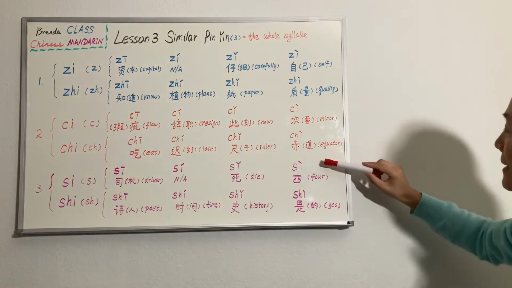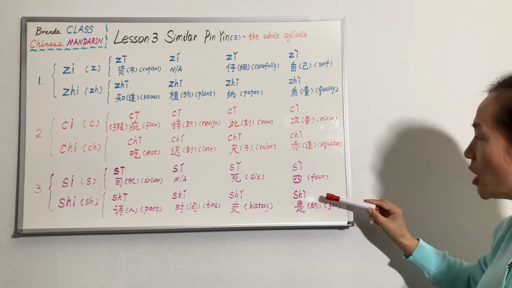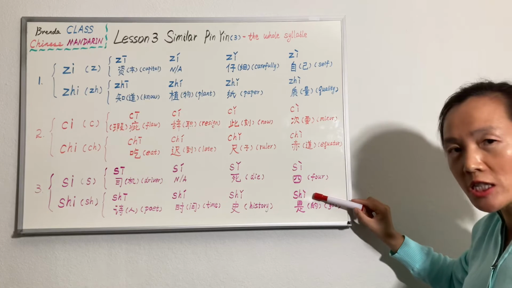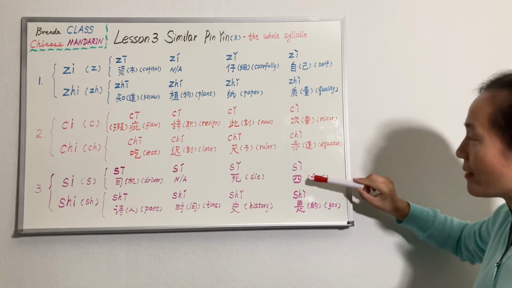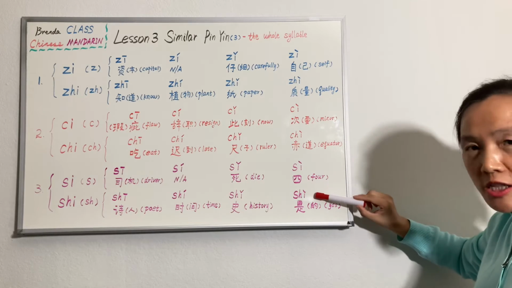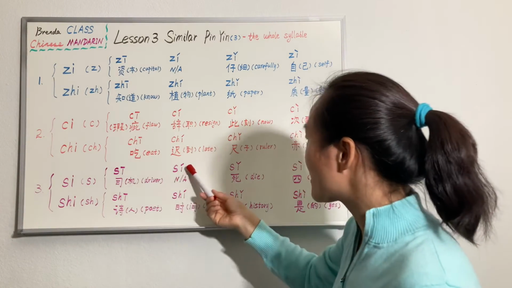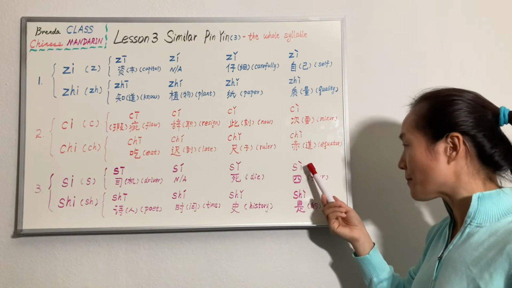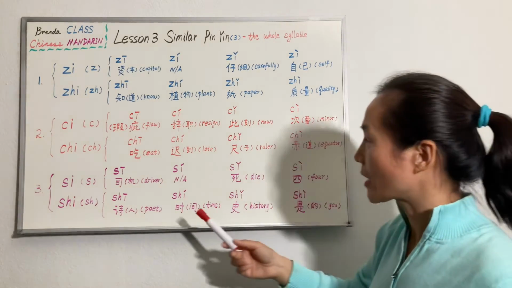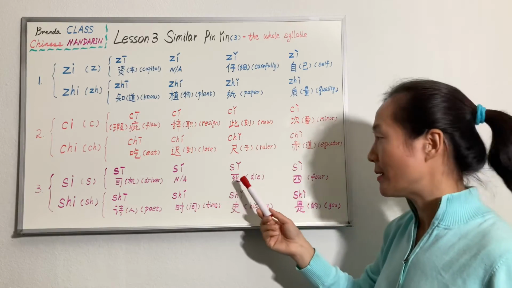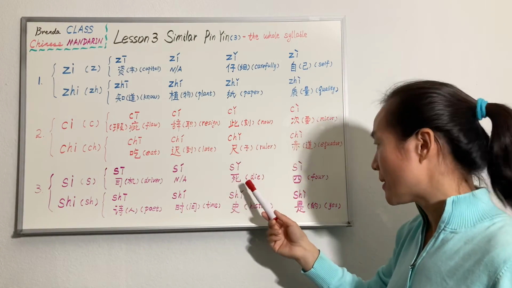The fourth tone. 四, 四, 四. 四 means four. 是, 是, 是. 是的, 是的 means yes. 四, 是, 四, 是, 四, 是. OK. 四, 死, 四, 失.